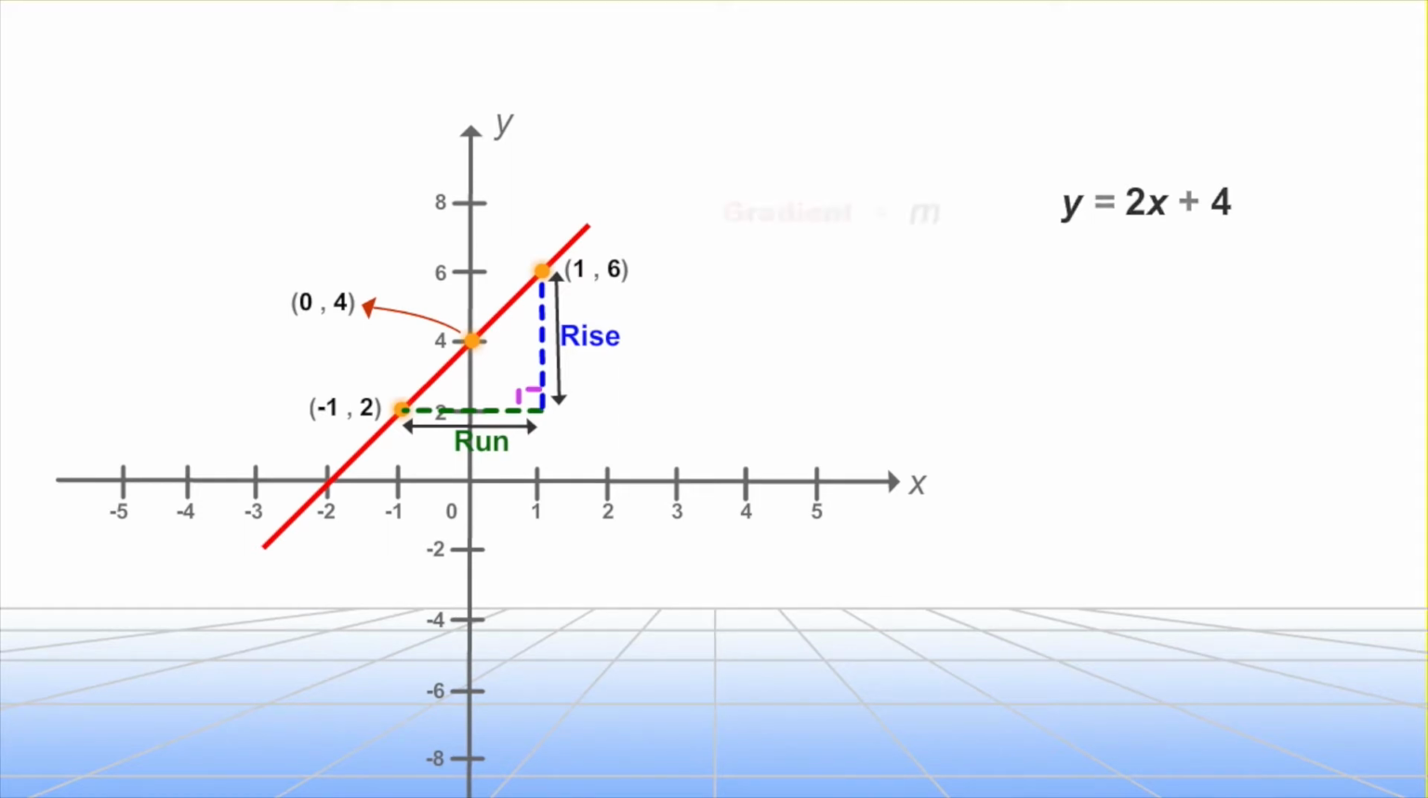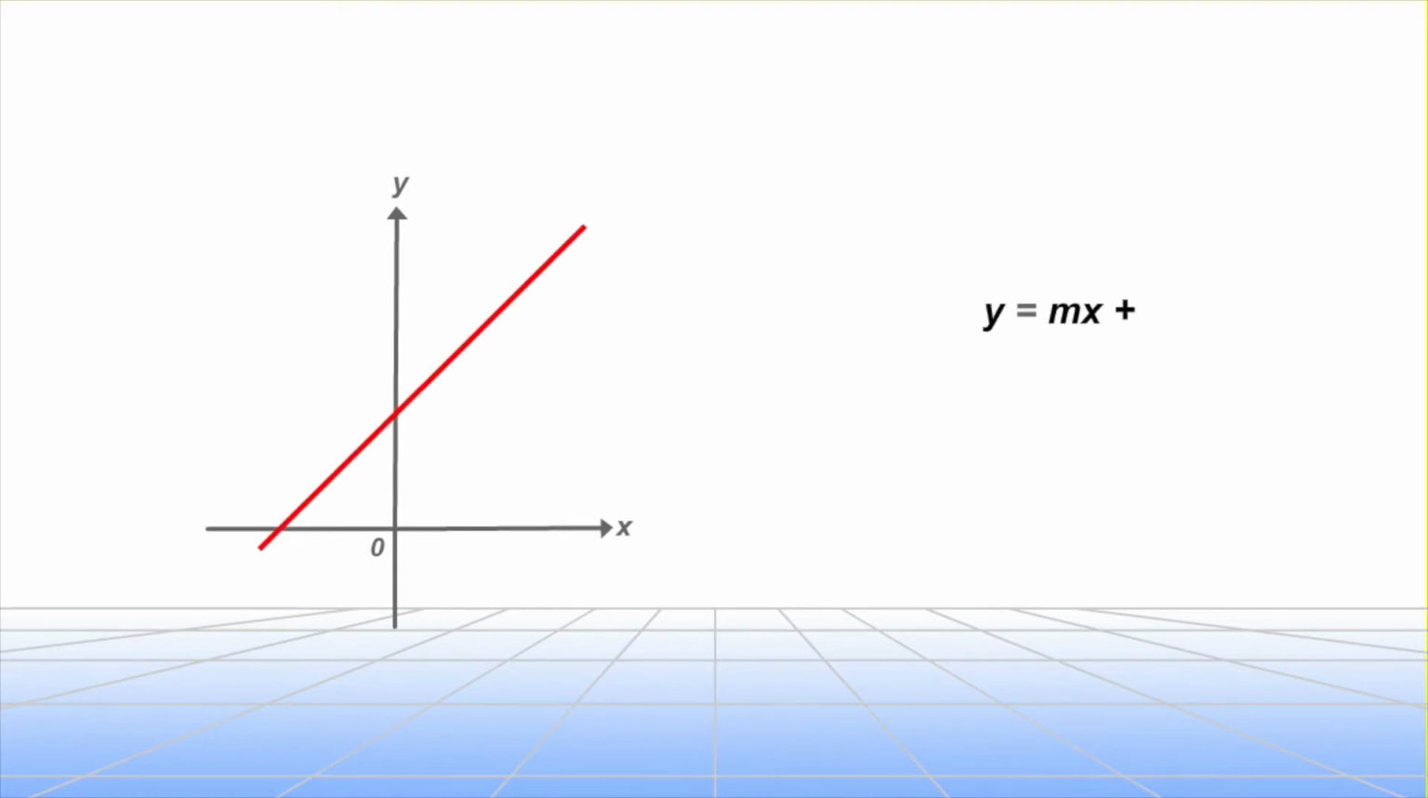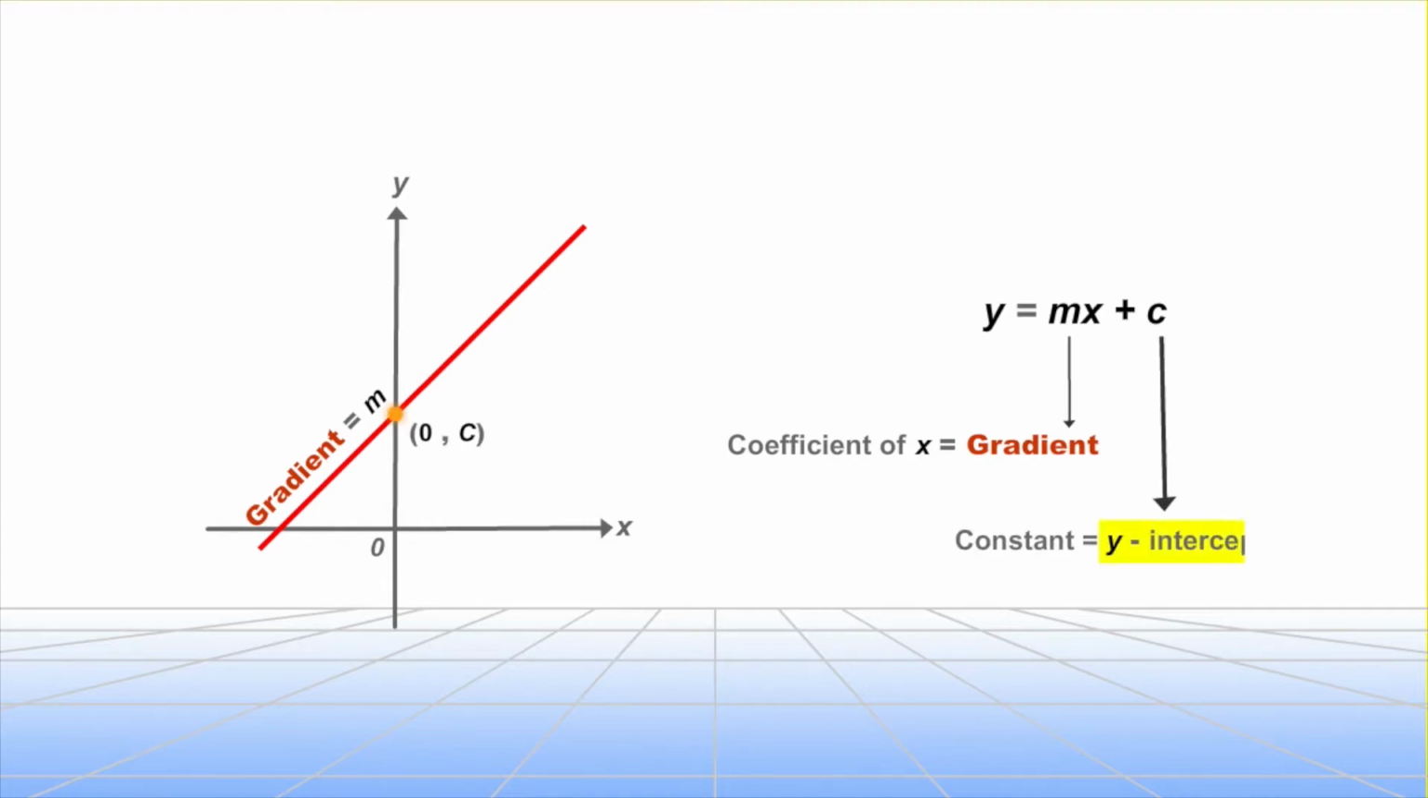So, if the gradient of a line is m and the y-intercept is c, the equation of a line can be represented as y equals mx plus c. In general, the equation of a straight line, that is y equals mx plus c, is known as the gradient-intercept form. The coefficient of x is denoted as m, and this represents the gradient of a straight line graph. The constant, which is denoted as c, represents the y-intercept of the straight line graph.